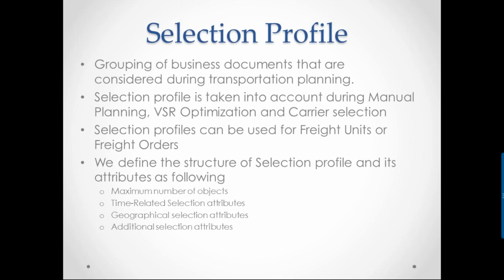Planning selection profiles are useful for flight units or flight orders. Right now we are just doing the flight units, and based on the flight units we are creating the flight orders. We define different structures for the selection profile and its attributes, such as the maximum number of objects, which is how many objects the system has to pick. If you say 100, then only 100 freight units will be taken into consideration while we are executing the planning.